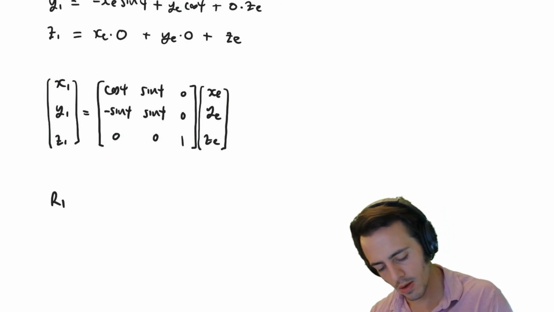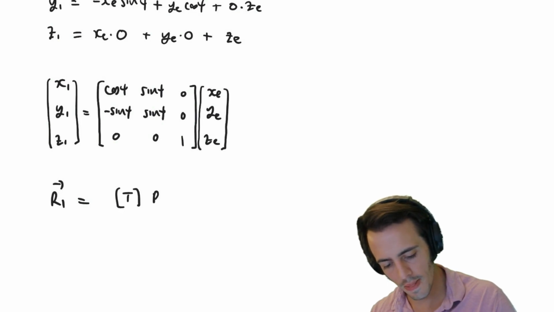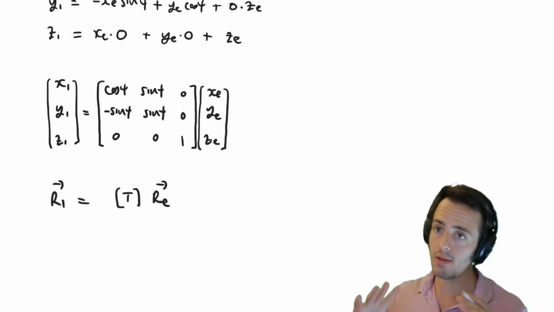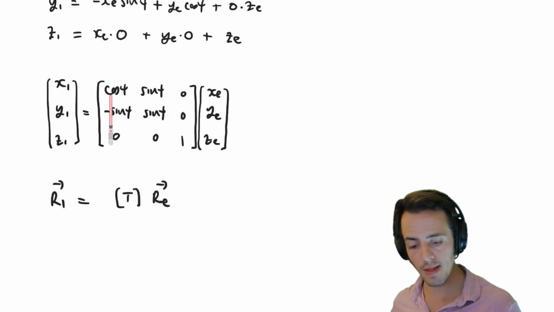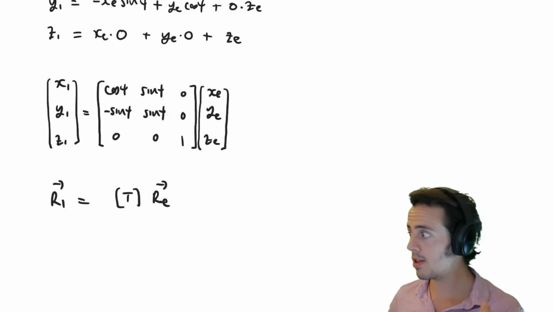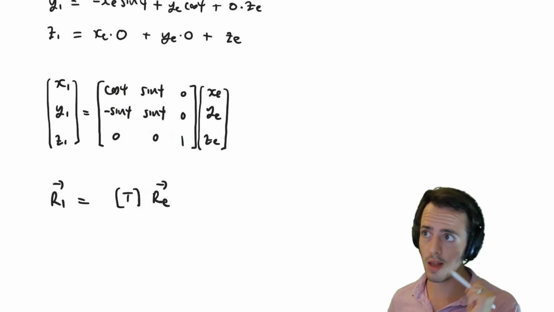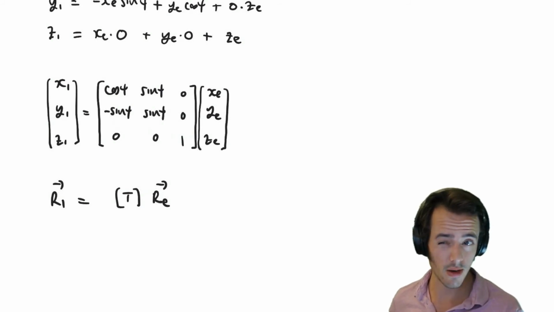Okay, so this is then our first transformation matrix. So we've got R1 is equal to this transformation matrix multiplied by RE. So we've made this matrix here, and this converts quantities from Earth axes into our first intermediate axis set. So we're 1/3 of the way there.